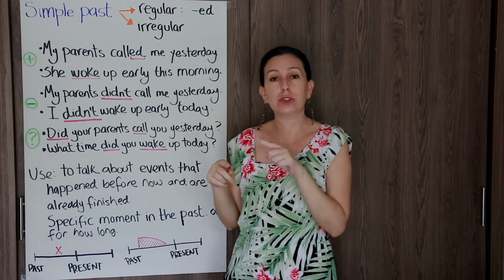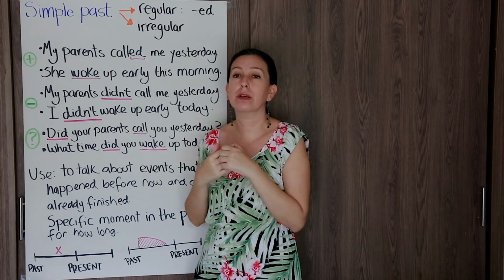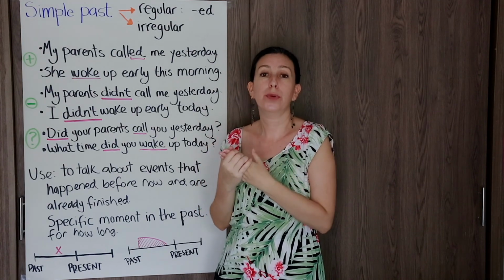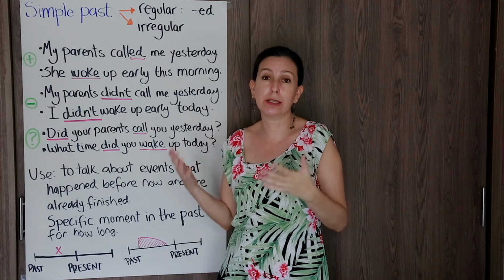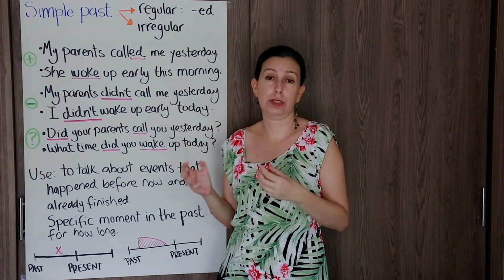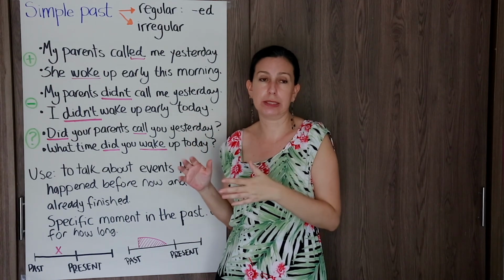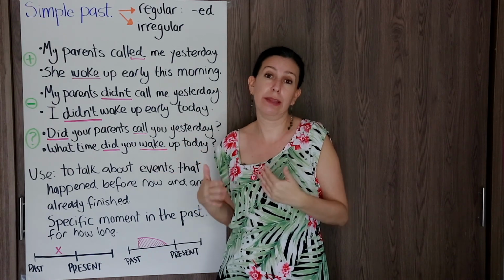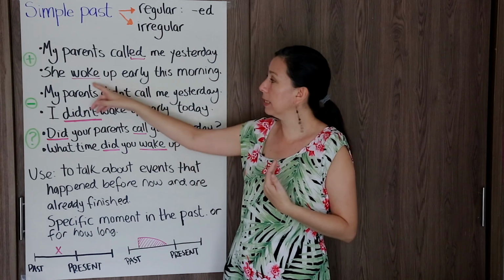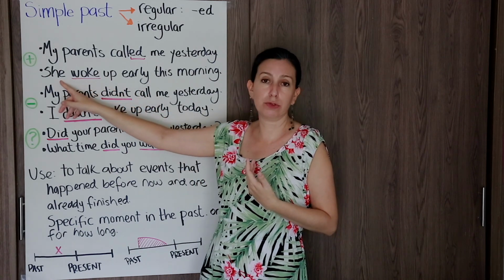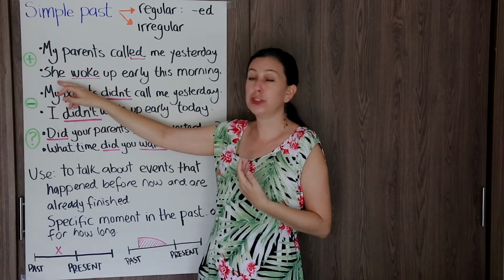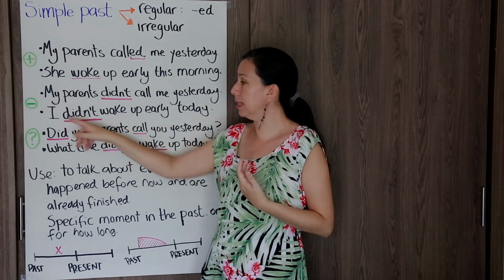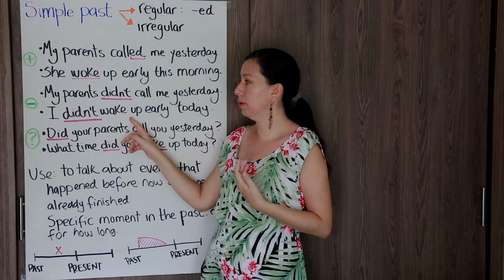Now, another thing to remember is the third person singular rule I told you about, which is that in the present the verb changes. It changes in the simple present. In the past tense, it doesn't change. You don't need to conjugate the verb. So this is why I use these two examples. With she, you see, she woke up and I didn't wake up, right?